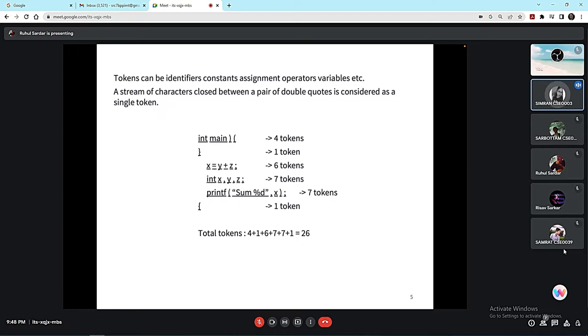Now, in the very first line, int main, first bracket close and open. So, here are 4 tokens. In the second line, there is only 1 token. In the third line, ax equal to y plus z and semicolon. So, total here are 6 tokens. In the fourth line, int x, y, z, semicolon. So, here are the total 7 tokens. How? So here are total 4 plus 1 plus 6 plus 7 plus 7 plus 1 is equal to 26 tokens in this question.